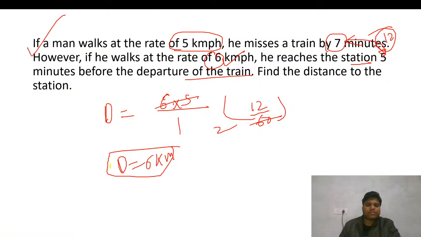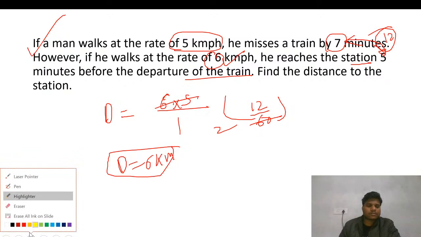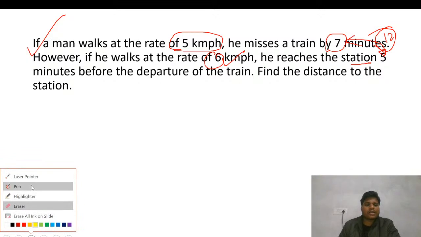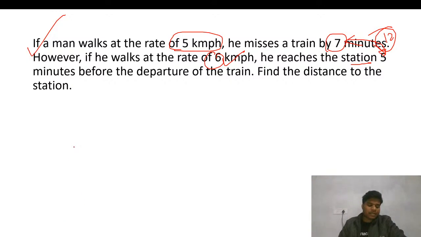This question is the same as the previous one, but it is given with slightly different information. So if you try to make an equation here, the equation will be difficult. But if we use the previous concept, this question will be very simple.